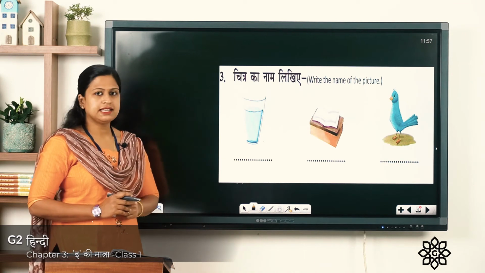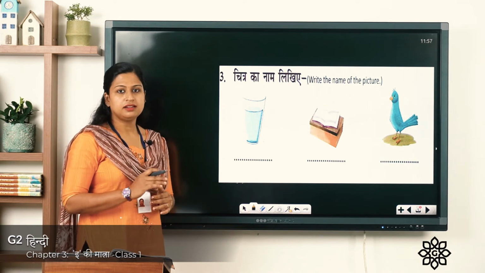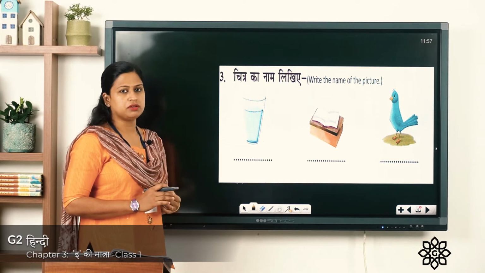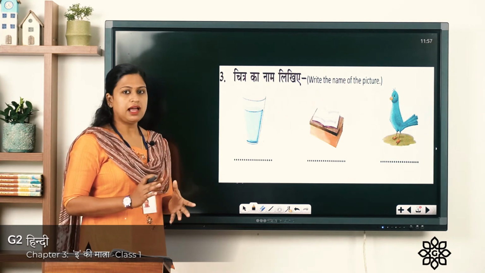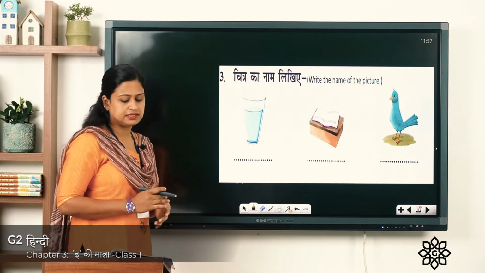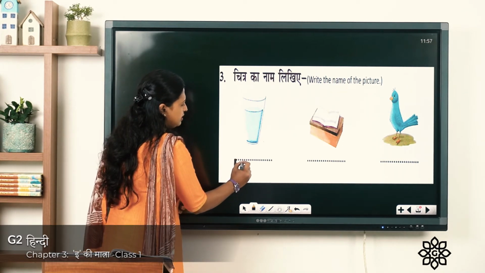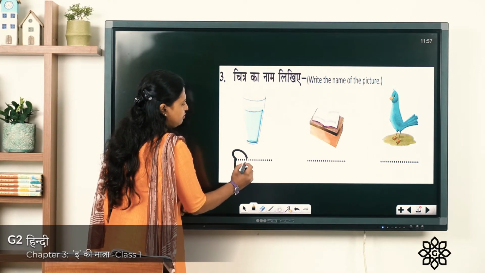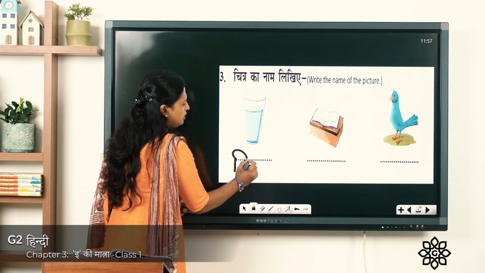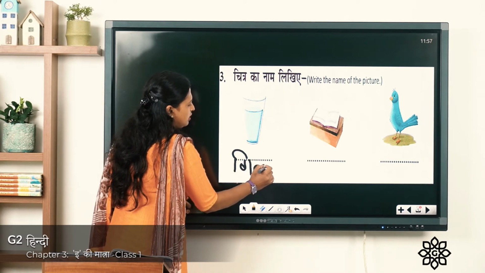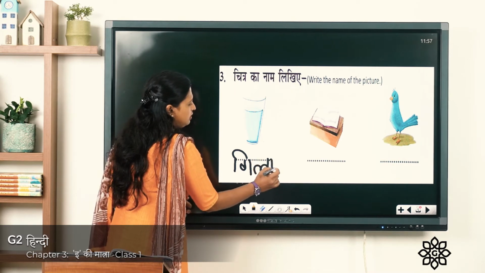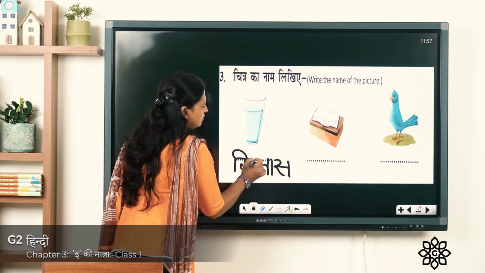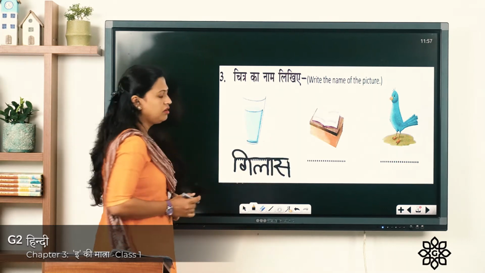Now, we will move to the next exercise, that is Chitra ka naam likhiye. So, you have to write the name of this picture. The first picture is glass. In Hindi, we say gilas. So, first a straight standing line, E symbol, ga, la, A symbol, then sa. You have to write this word in your textbook.